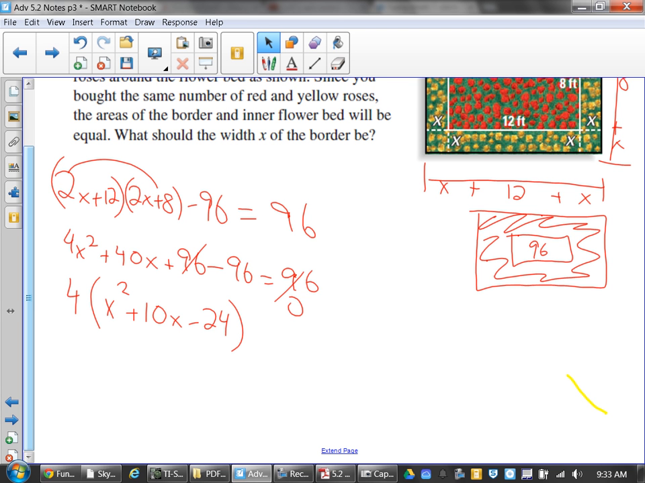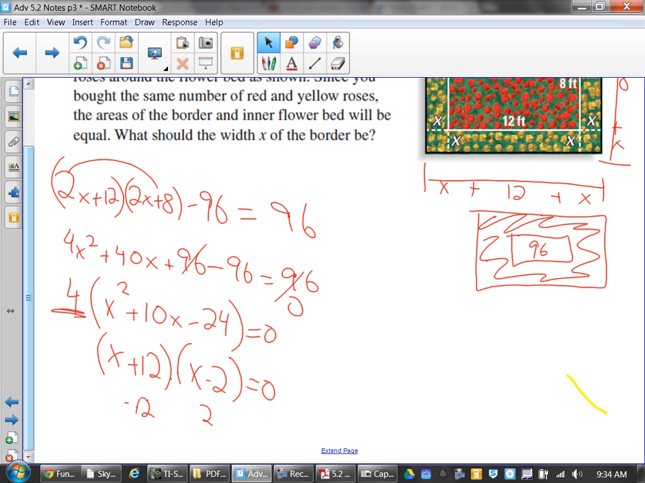Now, since I'm using this as a set equal to 0, does this 4 over here have any relation to the problem anymore? No. I don't care about it. You just leave it. What times what is negative 24, but yet you add together, you get positive 10? 12 and 2. So now, what are your zeros? 2 and negative 12. Very good. Our zeros are negative 12 and 2.